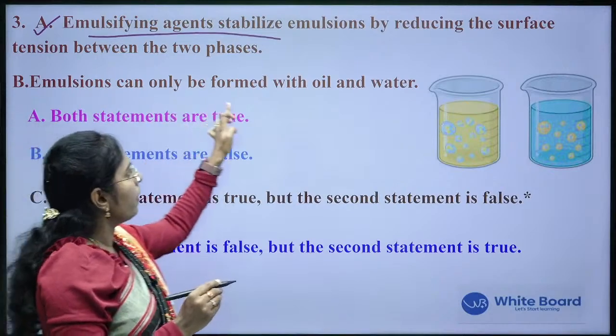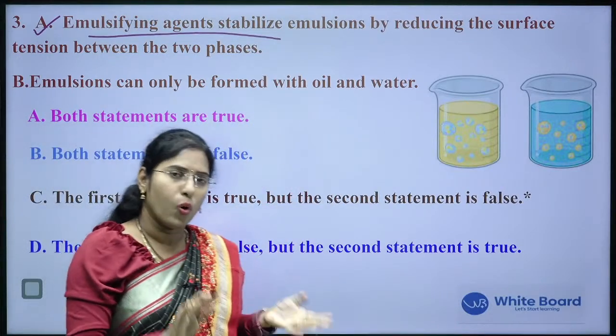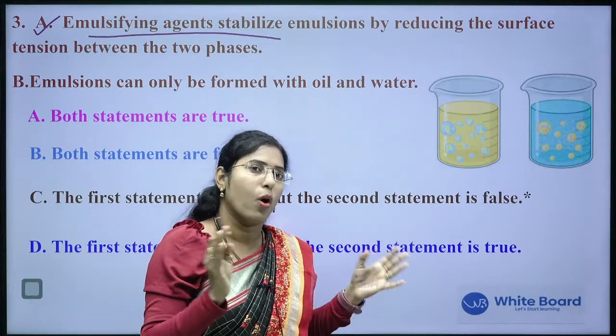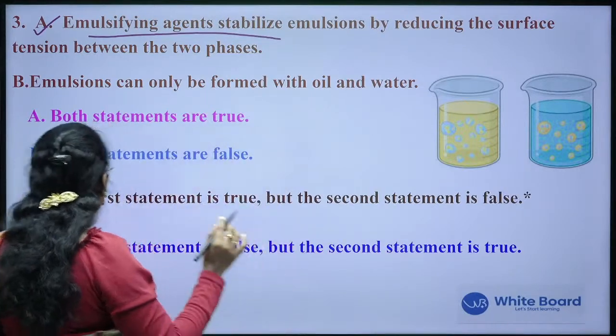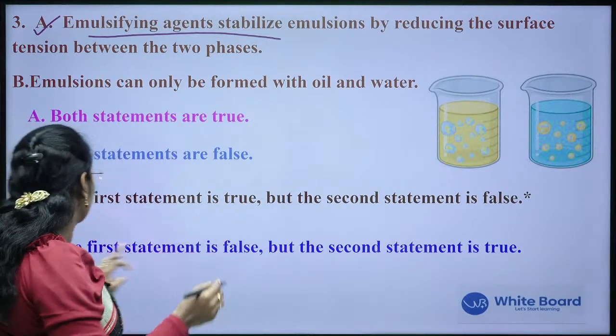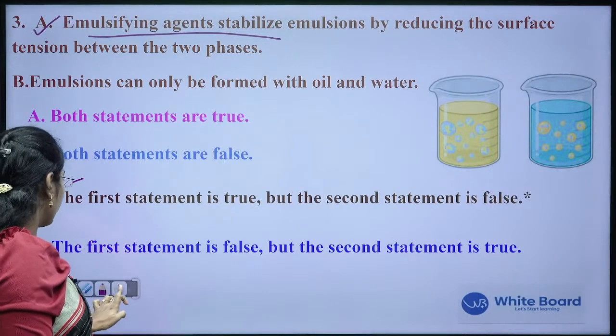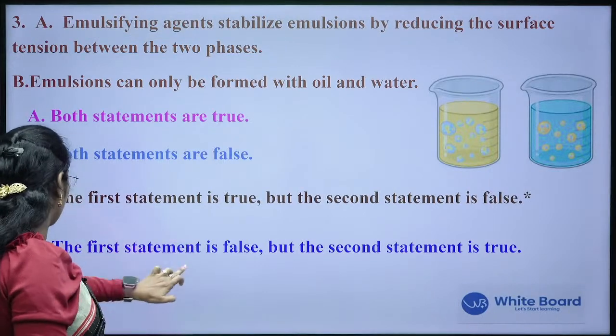Emulsions can only be formed with oil in water type. No, it can be oil in water type, water in oil type, or oil in water in oil type also. So, the first statement is true and the second statement is false. So, option 3 is the correct answer. Coming to the next question, that is question 4.